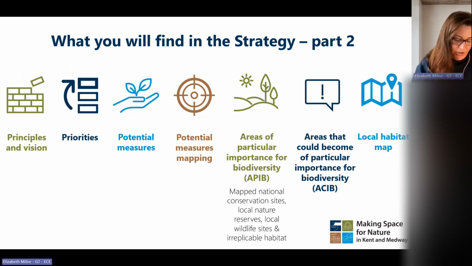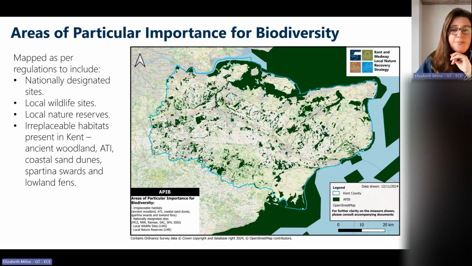So that brings us to the three maps that the strategy has to present as part of the regulations. The first one of those is our areas of particular importance for biodiversity, which maps all of our national conservation sites, our local sites, and also irreplaceable habitats. These are mapped based on the regulations. We didn't determine what constituted areas of particular importance. That was determined by the regulations.